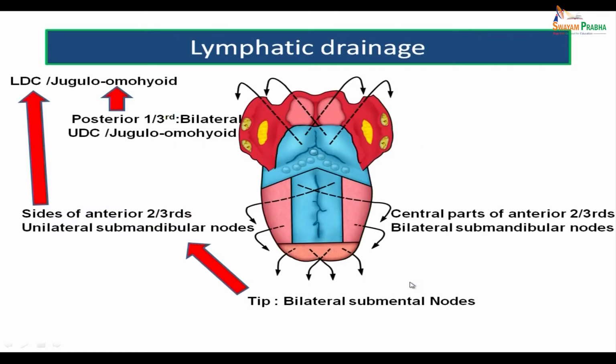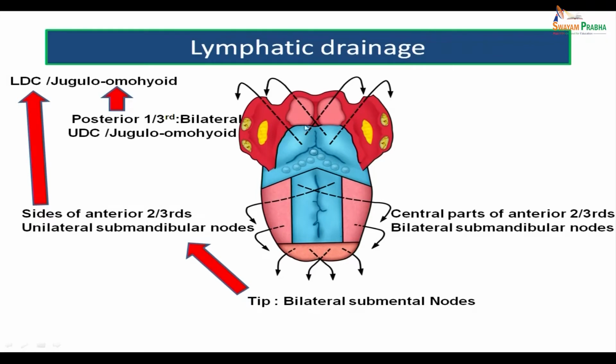I will show you another picture. In this picture it is very clear. Look at this part. The tip of the tongue has a bilateral drainage to the submental lymph nodes of both sides. In the anterior 2/3, the central parts of the tongue have a bilateral drainage to the bilateral submandibular group of lymph nodes. The sides of the anterior 2/3 drain into the unilateral submandibular group of lymph nodes, and from the submandibular group of lymph nodes, lymph drains to the lower deep cervical, also called the jugulo-omohyoid group of lymph nodes.